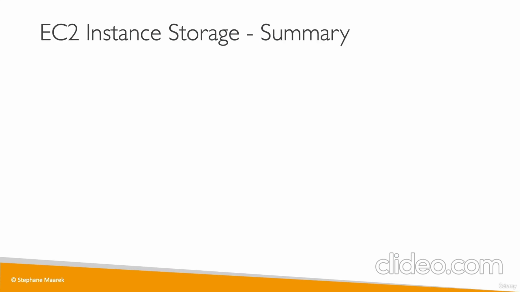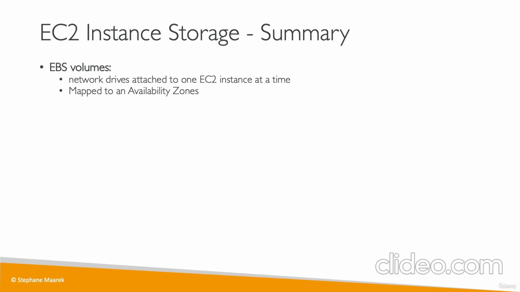So let's summarize what we have learned in this section. The first one is around EBS volumes. They are network drives that are attached to one EC2 instance at a time. They're mapped to a specific availability zone, and we can use the EBS snapshot feature to do backups or to be able to transfer the data from one EBS volume across to another availability zone.